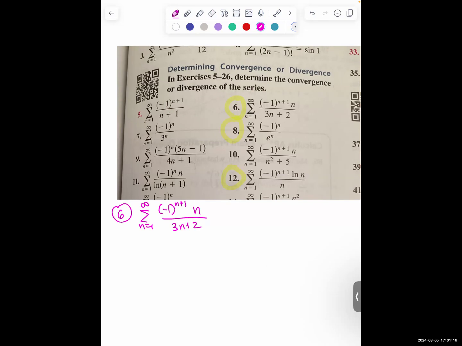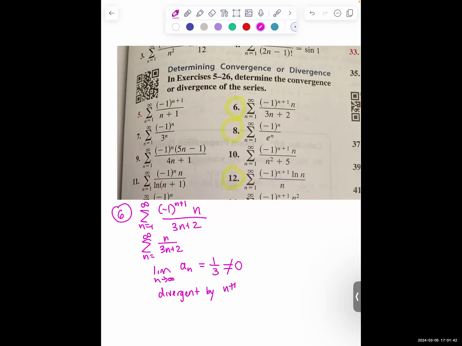If you take the absolute value, which in this case we end up with n over 3n plus 2, we observe that the limit as n goes to infinity of this is equal to 1/3. So let's say a sub n is our general term, and we get 1/3. Since it's not equal to 0, we can say that this is divergent by the nth term test.